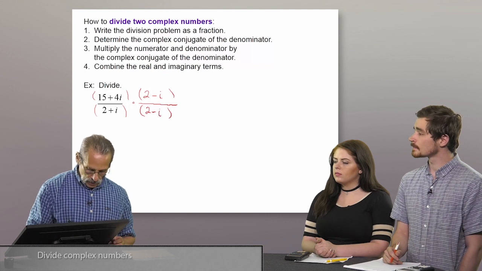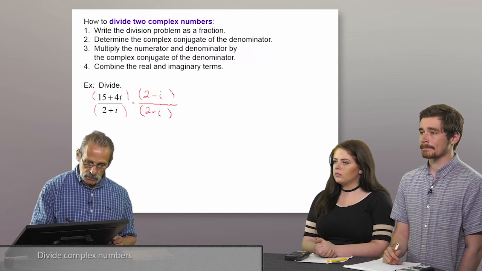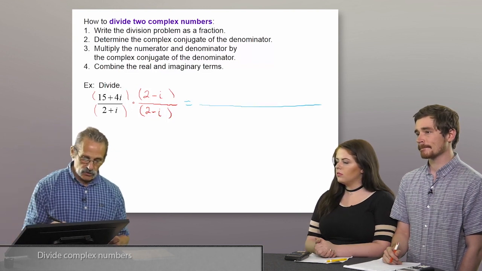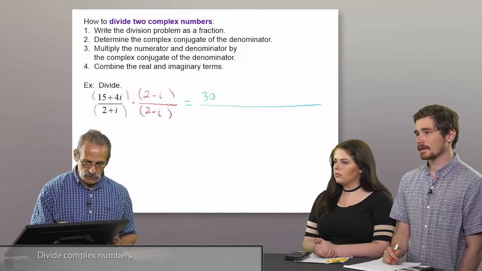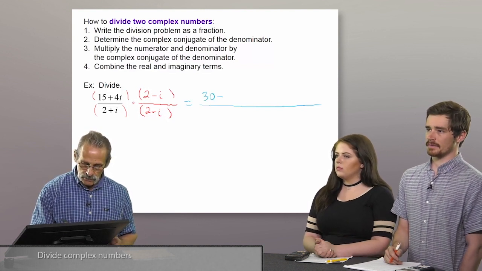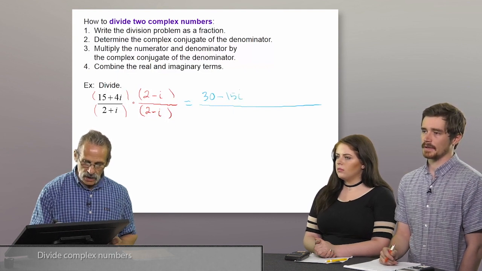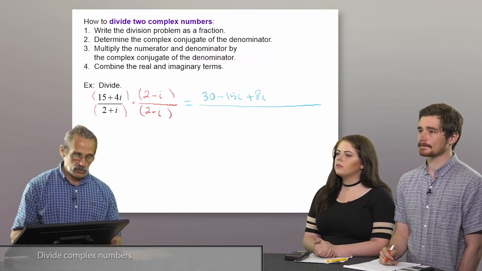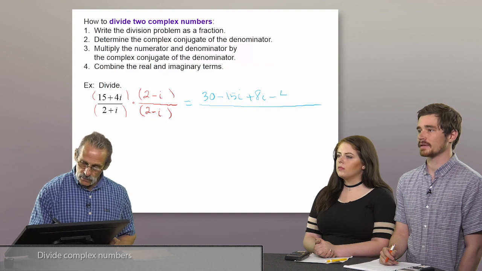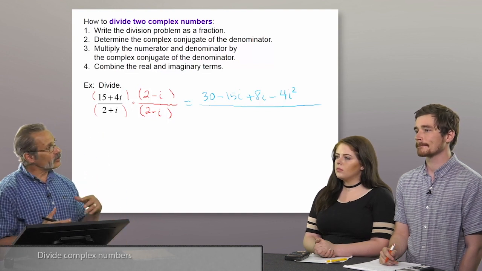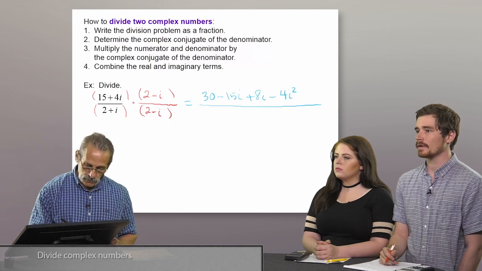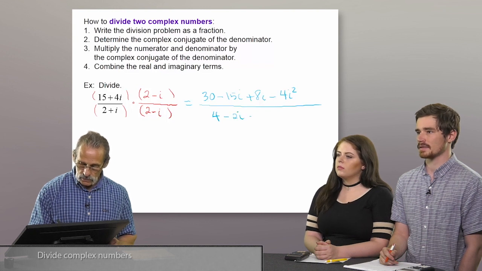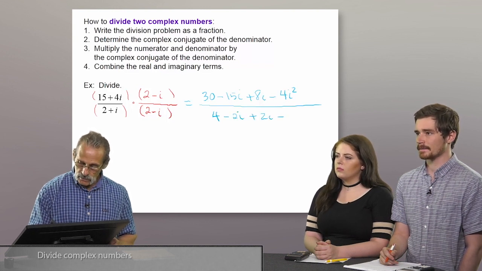Beautiful. So when I do this, let's go to the numerator first. First terms, 15 times 2 is? 30. Outside terms, 15 times negative i is negative 15i. How about 4i times 2? That is 8i, positive. And then the last terms, you'll get negative 4i squared. Very good. Go to the denominator, do the same thing. You get 4, and then minus 2i, plus 2i, minus i squared. Very good.